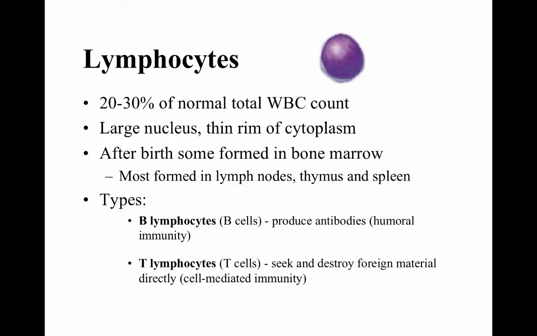Lymphocytes are 20 to 30% of normal total white blood cell count. They have a large nucleus and a thin rim of cytoplasm. This is one of the ways you can identify them in the microscope. After birth, some of these are formed in the bone marrow, and most, however, are formed in lymph nodes, thymus, and spleen. The types of lymphocytes that we see are B lymphocytes, or B cells, which produce antibodies for humoral immunity, so in the bloodstream. And then T lymphocytes, or T cells, are going to seek and destroy foreign material directly. So this is cell-mediated immunity.